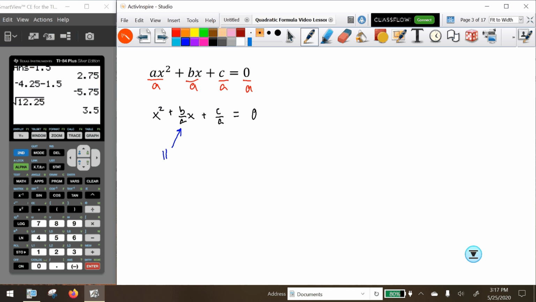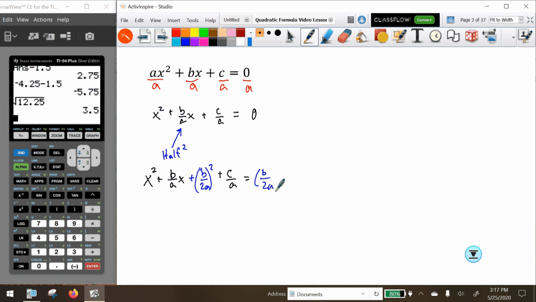I'm going to take half of the x coefficient and square it, and I'm going to add it to both sides. So half of b over a is actually b over 2a. All I did was take half by putting that 2 down in the denominator. And I also have to square that. So I'm taking half of the x coefficient, which is b over 2a, and then I'm going to square that and add it to both sides.